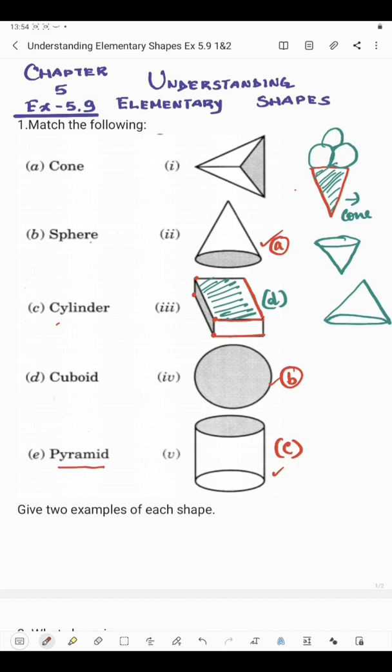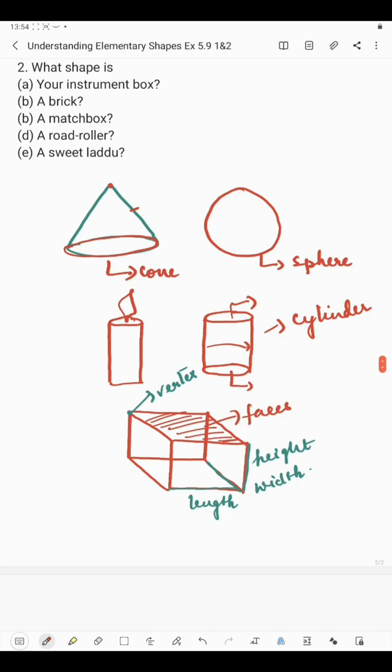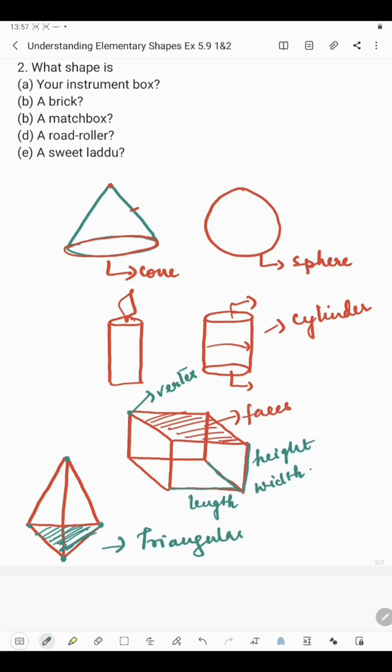Pyramids, which we can see in Egypt. It looks like this. Here we have 4 vertices. Here we have one base, which is in the shape of a triangle. It has 3 faces and all of them are triangles. Since its base is a triangle, this is a triangular pyramid.